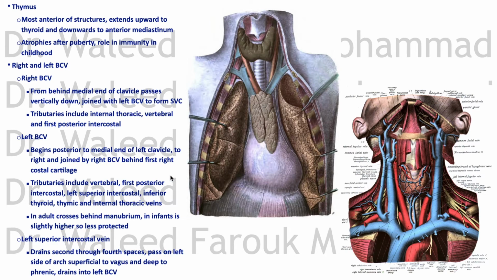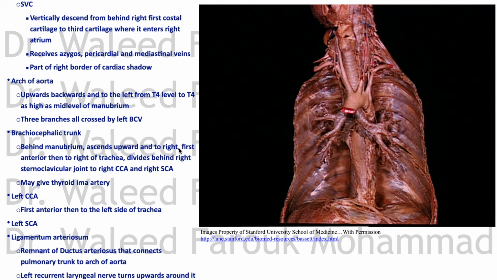Okay, the superior vena cava vertically descends from behind the right first costal cartilage till the third costal cartilage, where it ends or empties into the right atrium. The superior vena cava is almost vertical in course, and it has a short course, only two costal cartilages. It receives the arch of the azygos, and receives pericardial and mediastinal veins.